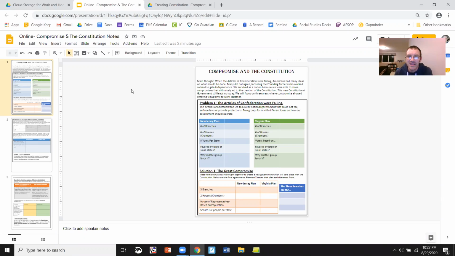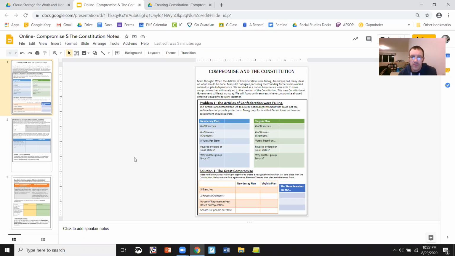That's better. Today we are looking at compromise and the Constitution, and we're looking at the online notes. So if you're learning online, this is what you see. If you're learning in the classroom but you happen to be sick, you can either work on these notes or you can fill the notes in if you have your binder at home. Your binder notes look a little bit different, but they'll both work.